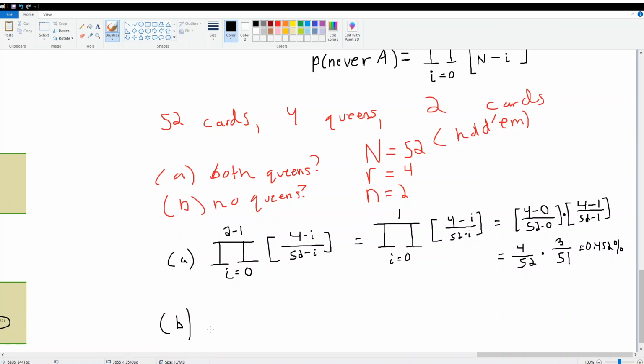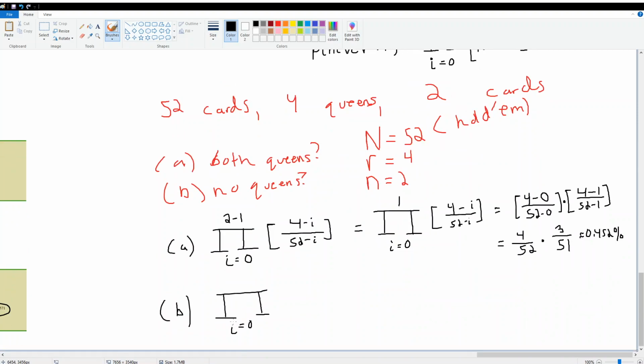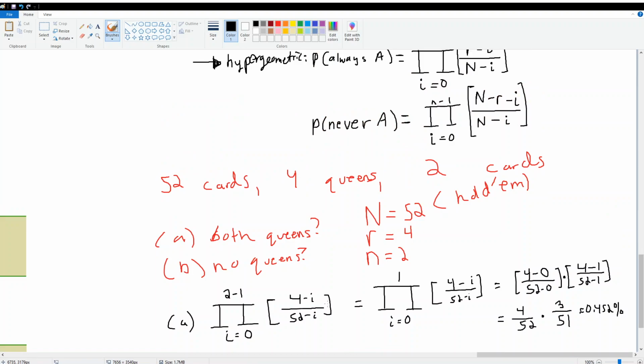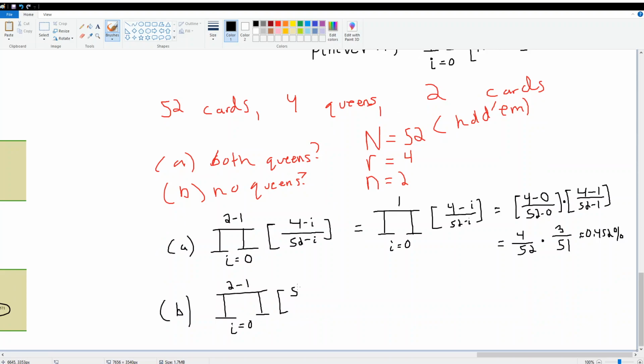Okay, let's do part B now. Part B, we're asking what are the chances you don't get a single queen in your hand playing Texas Hold'em. So here we start with I equals 0, and we go to lowercase n minus 1, so 2 minus 1. And now here, we have capital N, 52, minus r, which is 4, because we have 4 queens, and then minus I. And we divide this by capital N minus I, so 52 minus I. So this is equal to the product of these things. 2 minus 1 is 1, and we start from 0. So we're going to do 0 and 1, and that's it. If 1 was instead 2, we would do 0, 1, and 2. So now we have 52 minus 4, 48 minus I then, and then we have 52 minus I.